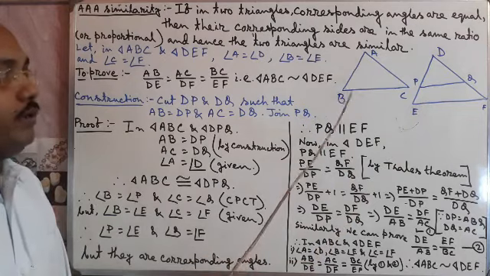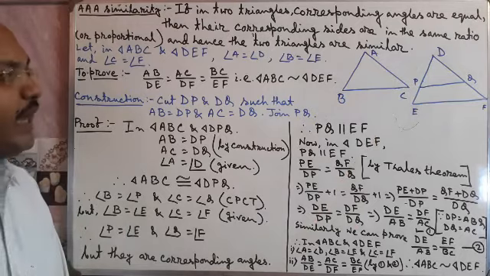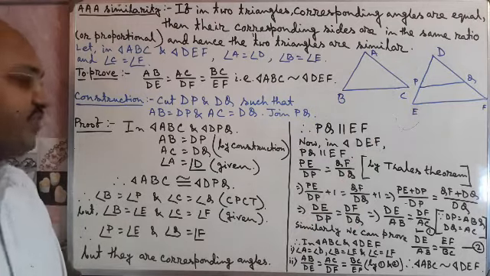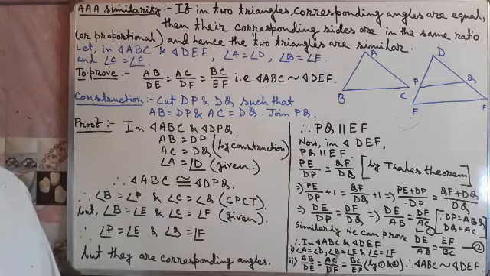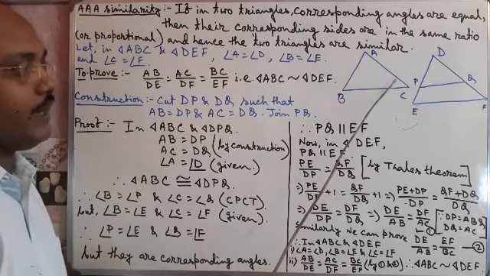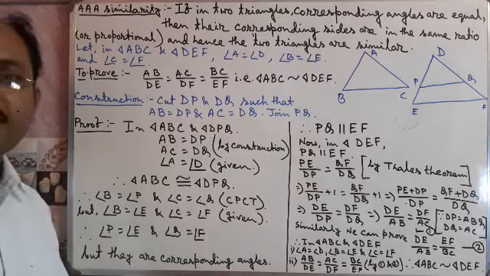Now you see, in triangle ABC and triangle DPQ, by construction AB is equal to DP and AC is equal to DQ, and angle A is equal to angle D. So in these two triangles, the side angle side criteria is satisfied. So these two triangles are congruent. As these two triangles are congruent, we can say that angle B is equal to angle P and angle C is equal to angle Q, by CPCT, corresponding parts of congruent triangles.